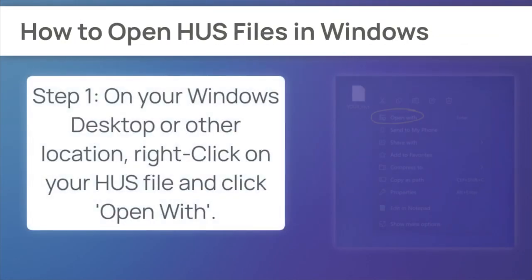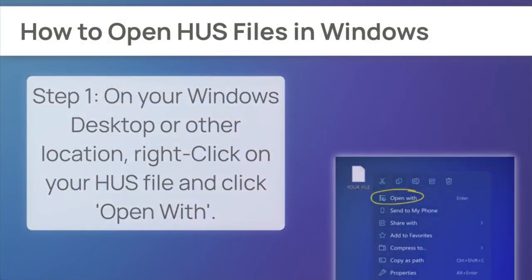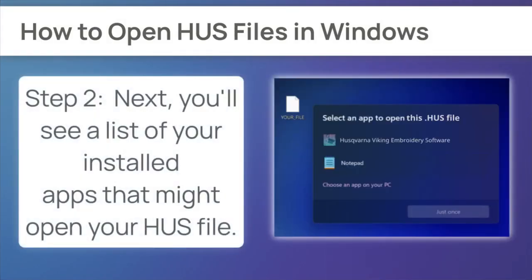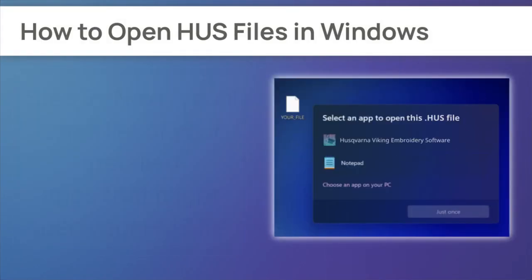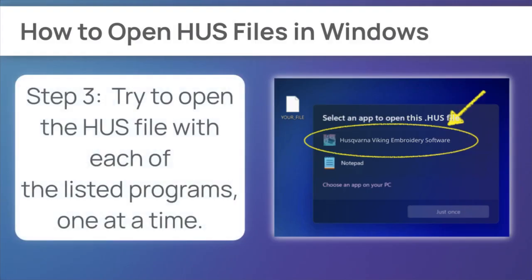Open the menu by right-clicking your HUS file and choosing Open With. Try Husqvarna Viking Embroidery Software first. If it's absent, select another program. This trial and error approach is critical for diagnosis.